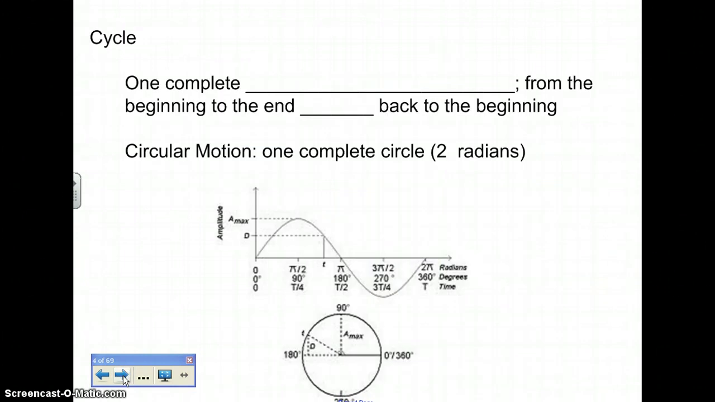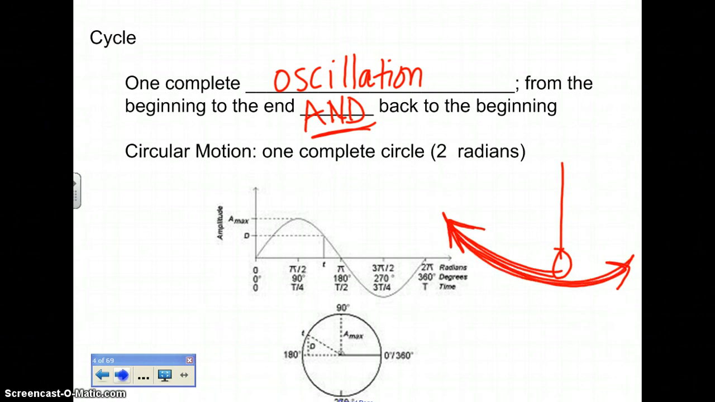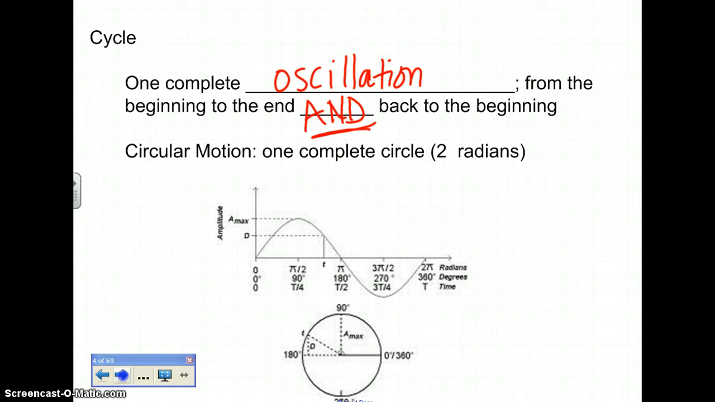Okay, next one that we have is a cycle. Cycle is one complete oscillation from the beginning to the end, and I cannot stress this enough, and back to the beginning. So if you're just saying like your pendulum's here at rest and I swung this way and then I swung that way, and that's one complete cycle, that's not true. It's from here back to where you started from. 1, 2, okay? So that's what you really want to look at there when you talk about an oscillation and then completing one complete cycle.